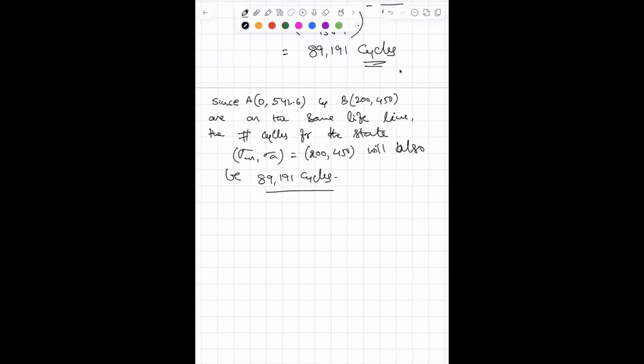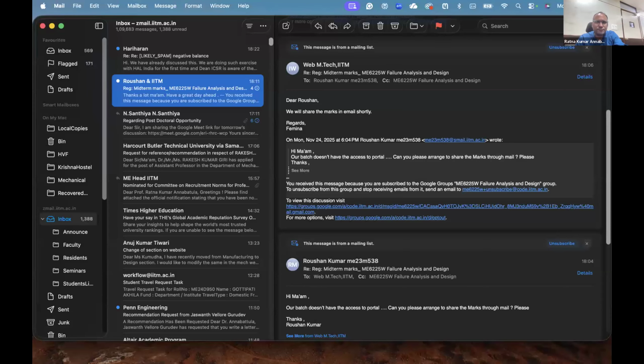Sir, midterm exam results are given, sir, to us? Yeah, you must have received an email. If some of you have access to the portal, you can log in and check in your portal. For others who don't have access to the portal, the results will be sent by email. I think one of you has asked Femina, saying that one of the batches does not have access. So Femina will share.